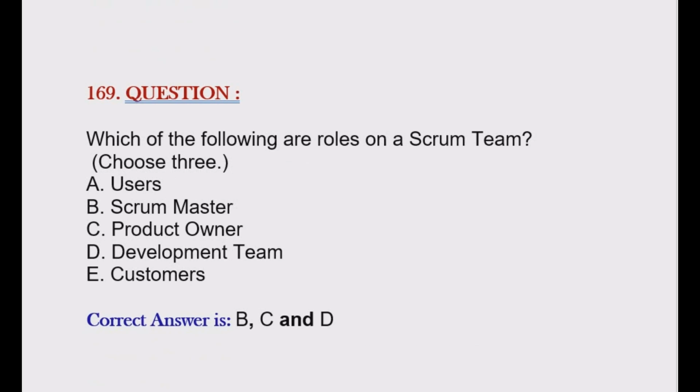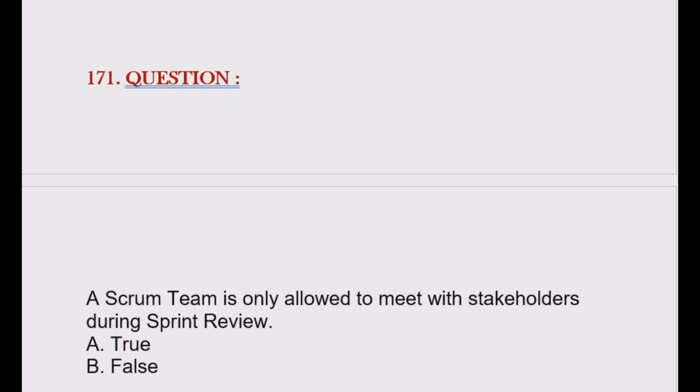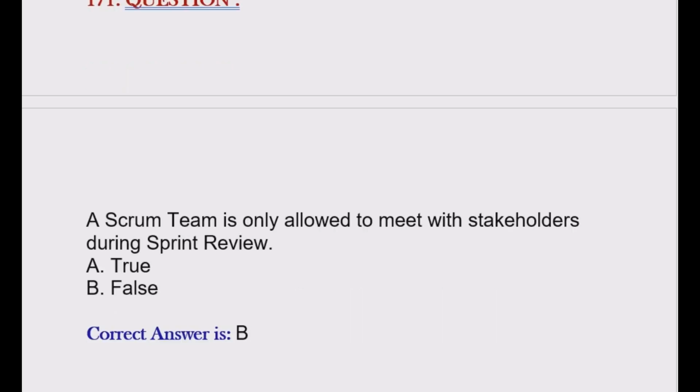Question is, which of the following are roles on a Scrum team? Choose 3 options. Option A, users. Option B, Scrum Master. Option C, product owner. Option D, development team. Option E, customers. Correct answer is option B, C and option D. Question is, a Scrum team is only allowed to meet the stakeholders during sprint review. Options are true or false. Correct answer is option B, false.